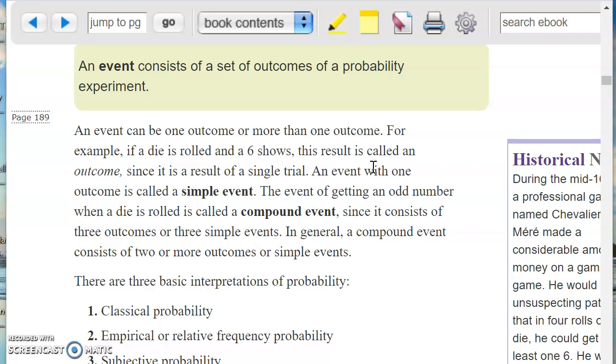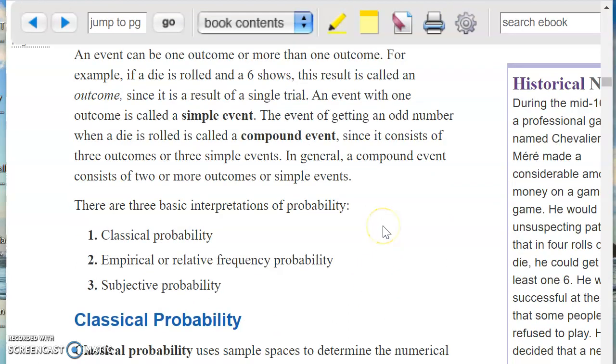The language kind of gets in our way there a little bit, but if you think it through, I believe that you'll understand what we're talking about here. So in general, a compound event is 2 or more outcomes or simple events. Now let me just talk about language here, if you don't mind, okay? I like to be very clear in my language. Maybe that comes from my math training, or maybe that comes from being a lawyer, okay? Here's the thing. In a typical English language textbook, when you're writing something, the word or can be confusing, believe it or not.